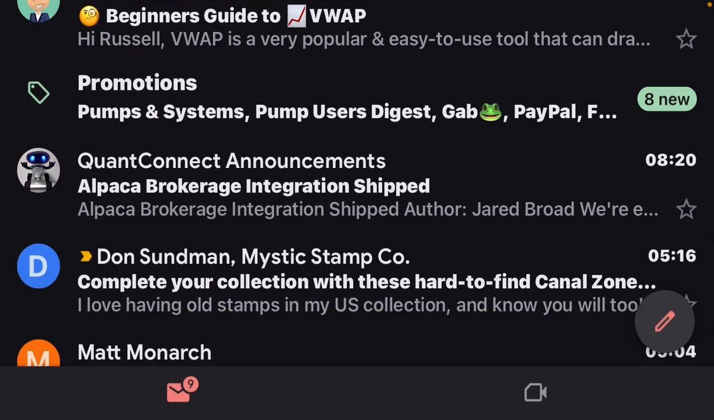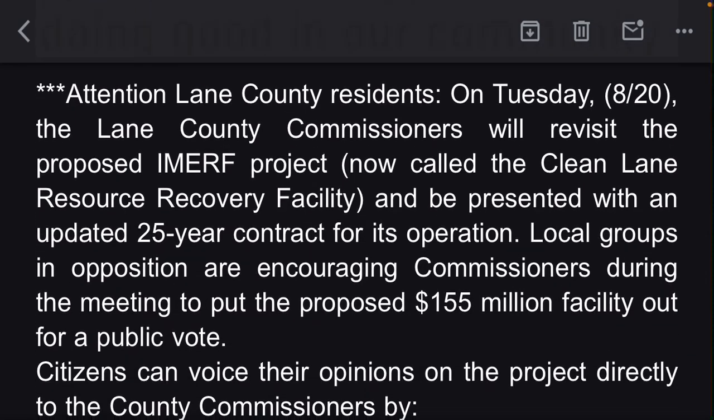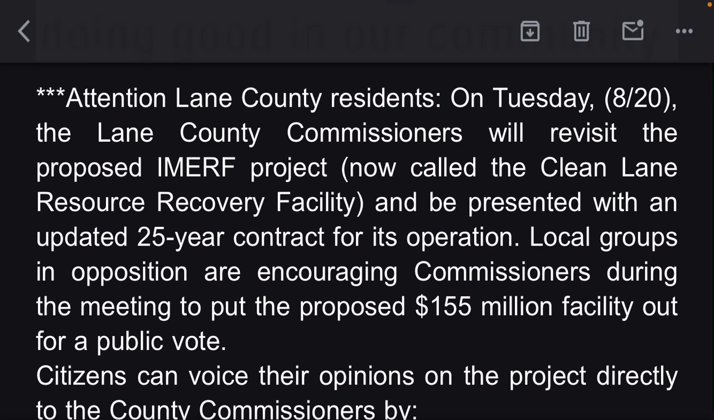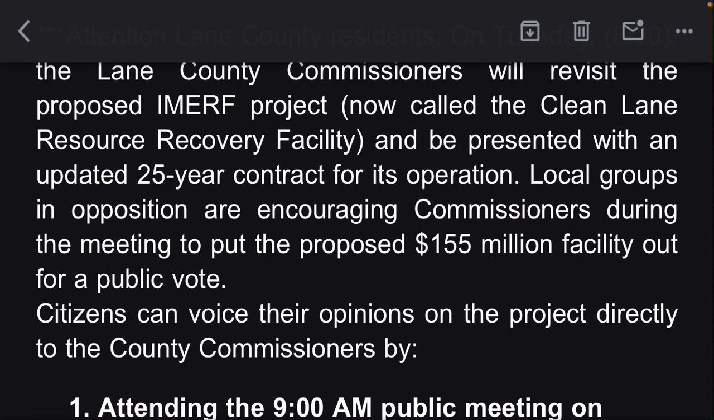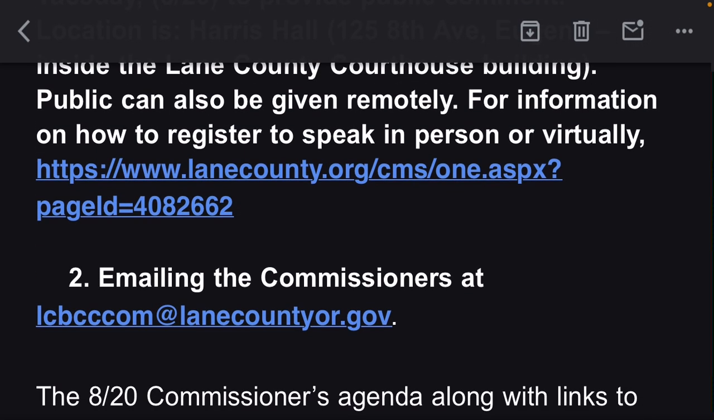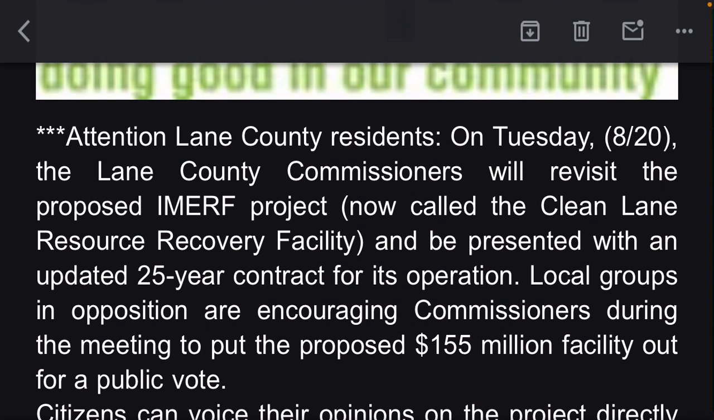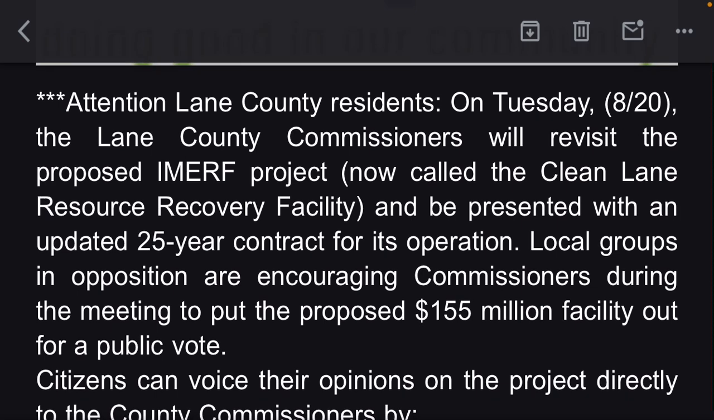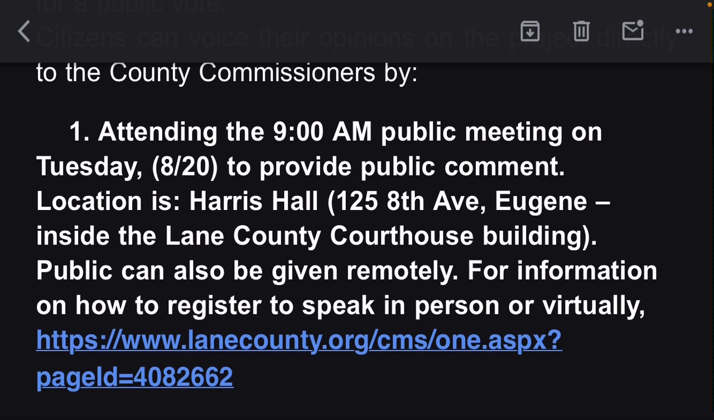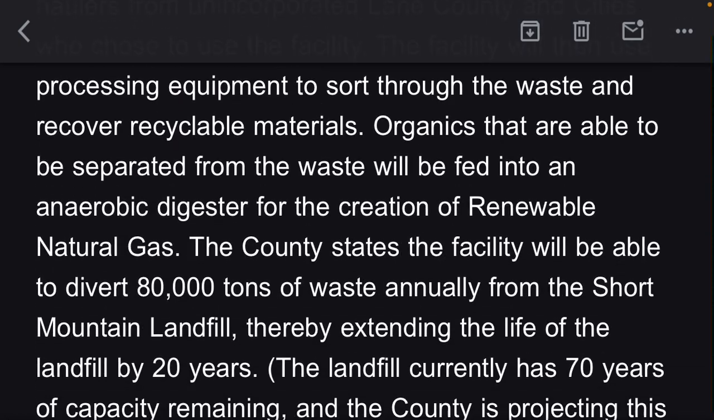Here's today's email. Brother got an email from the local garbage company. It said Lane County residents would like to visit with the commissioner for a $155 million vote on a facility. This is going to be the first of its kind. Everybody can just bring any trash that they've got and they're going to burn it and convert it into gas. And then the gas is going to be used to run electricity. So the brother can read all this.